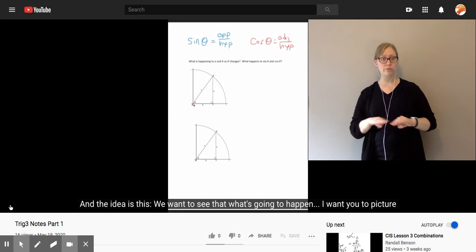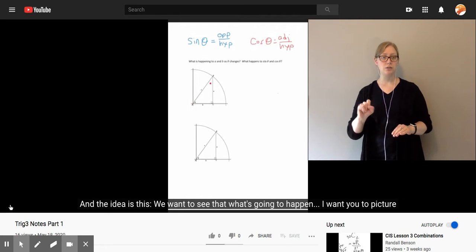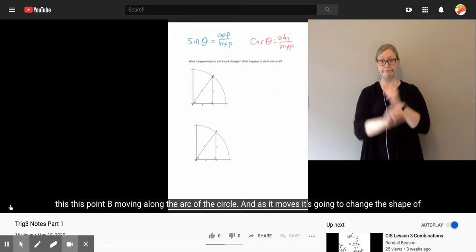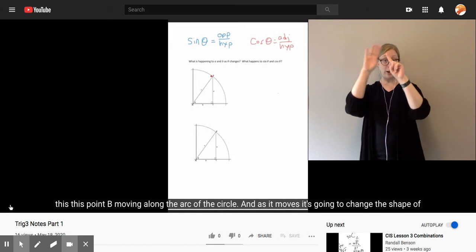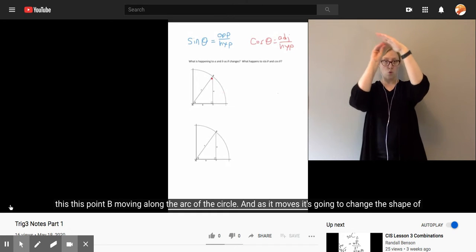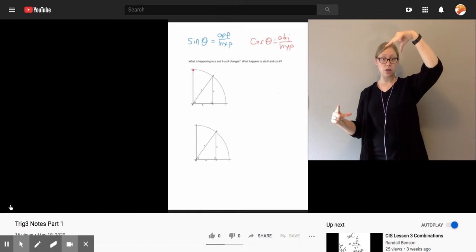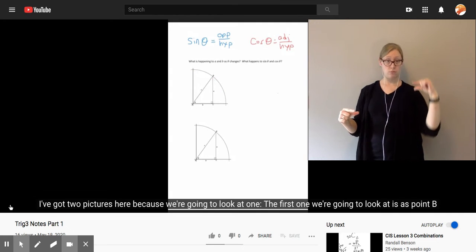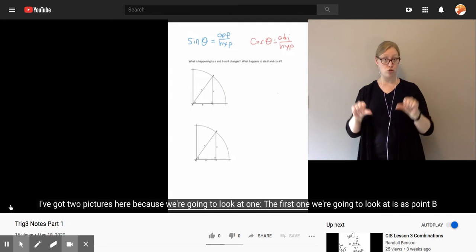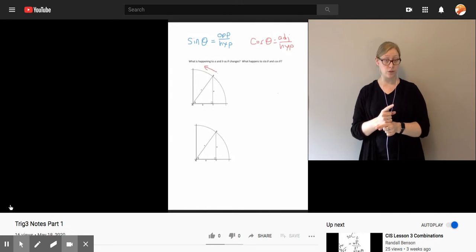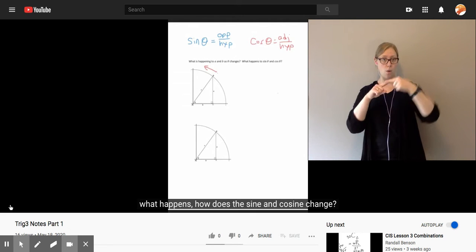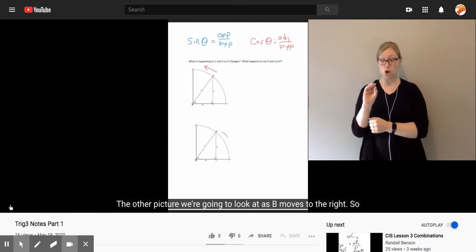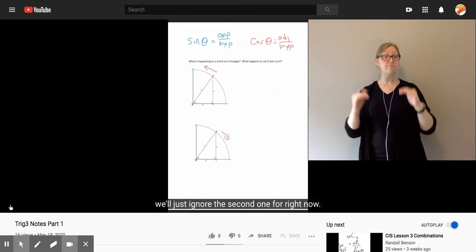And the idea is this: we want to see what's going to happen. I want you to picture this point B moving along the arc of this circle, and as it moves, it's going to change the shape of that triangle. And I've got two pictures here because we're going to look at one first: as point B moves to the left, what happens? How do the sine and cosine change? The other picture we're going to look at as B moves to the right. So we'll just ignore the second one for right now.